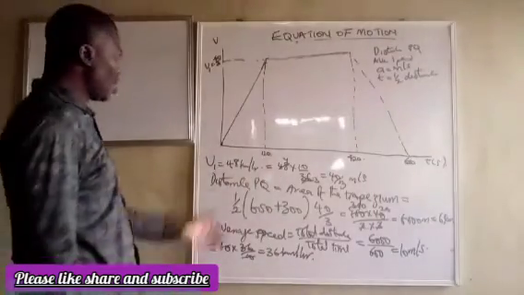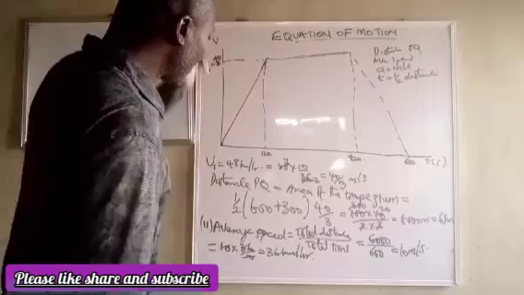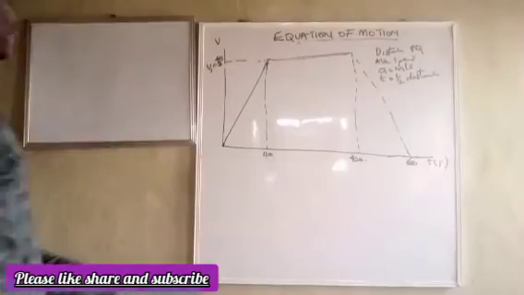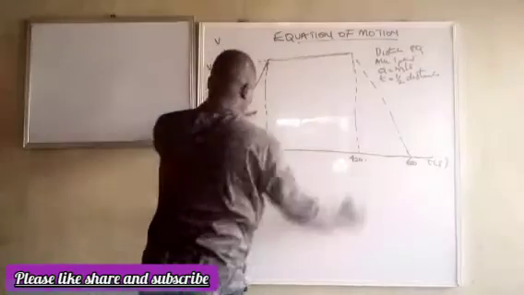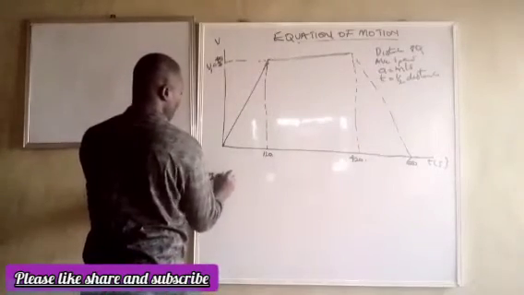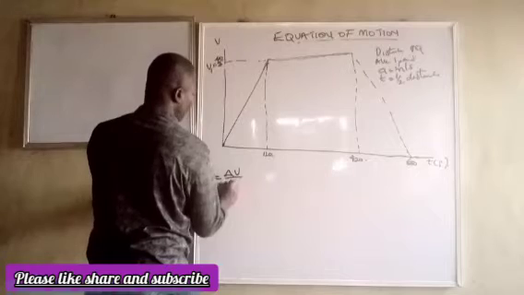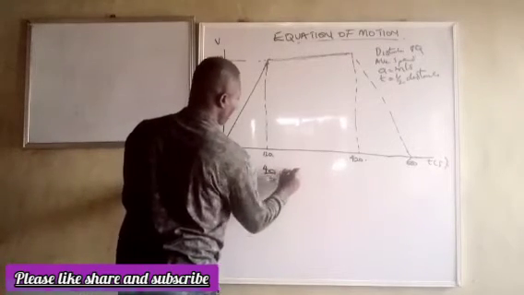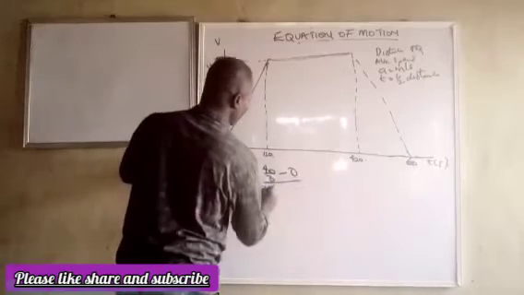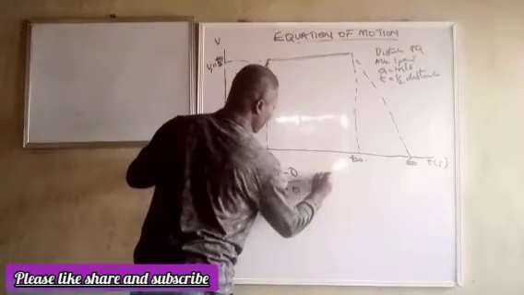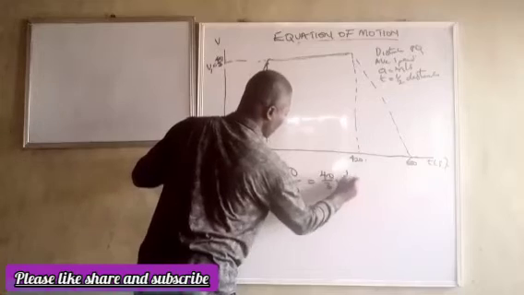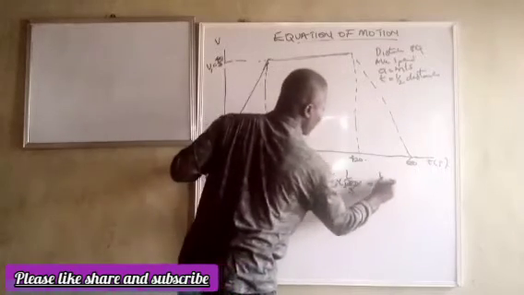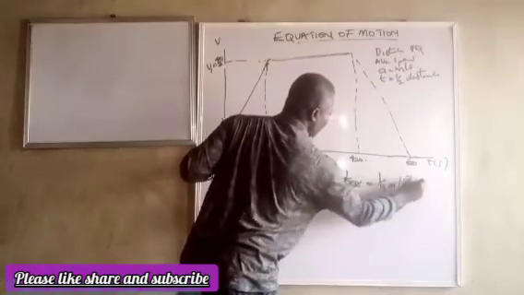We also asked, what is the acceleration? We can see that the acceleration took place here, retardation took place here. So a is change in velocity over change in time. That is 40 over 3 minus 0 divided by 120 minus 0, which is 40 over 3 times 1 over 120. So we have 1 over 9 meters per second squared.